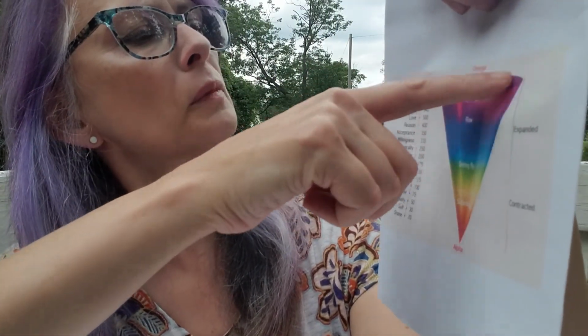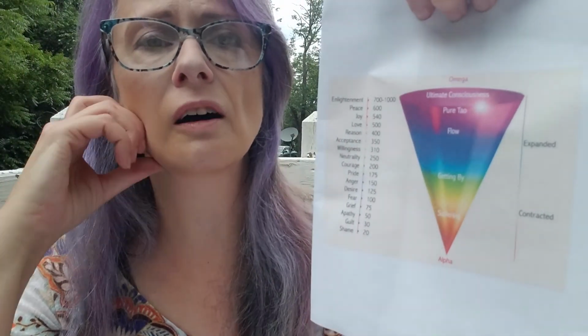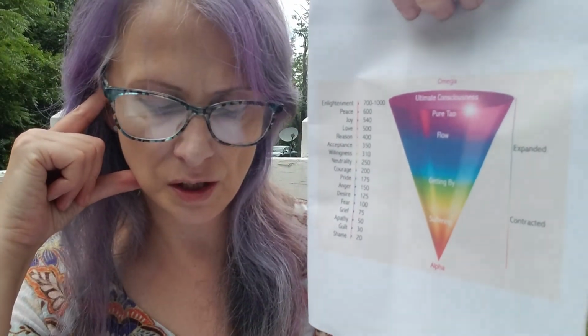And then enlightenment is 700 and above. All right, so this is the vibrational analysis frequency chart. Just a quick little introduction into that. So let's get into the meat and potatoes of this video now, okay?